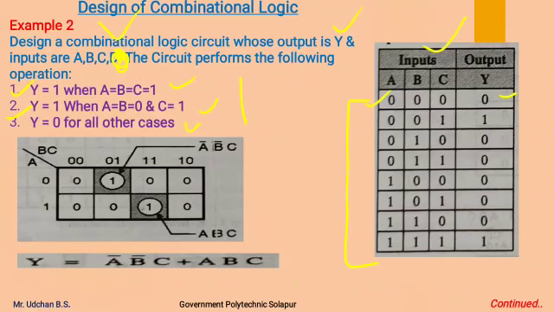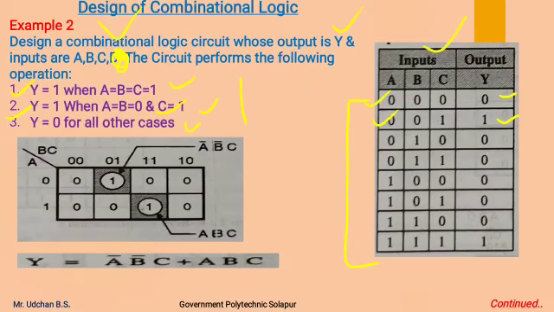In second case, A and B are 0 and C is 1. The second input combination matches with this second condition, that is A equal to B equal to 0 and C is 1. Therefore we are going to make Y as a 1.